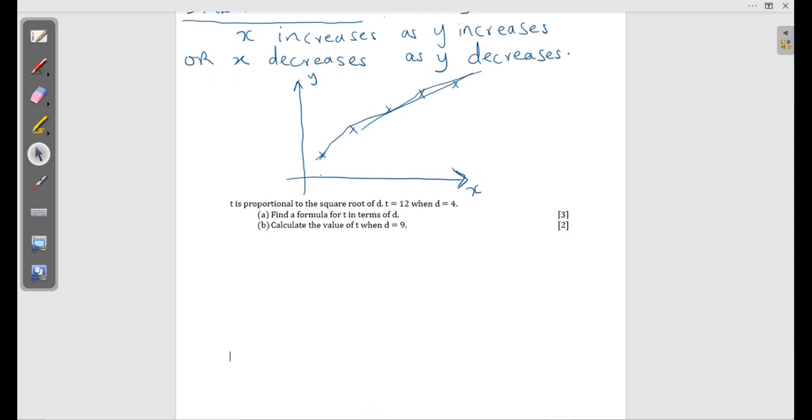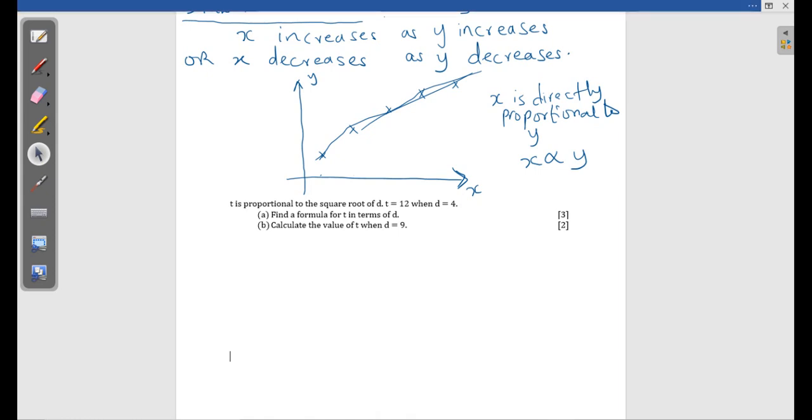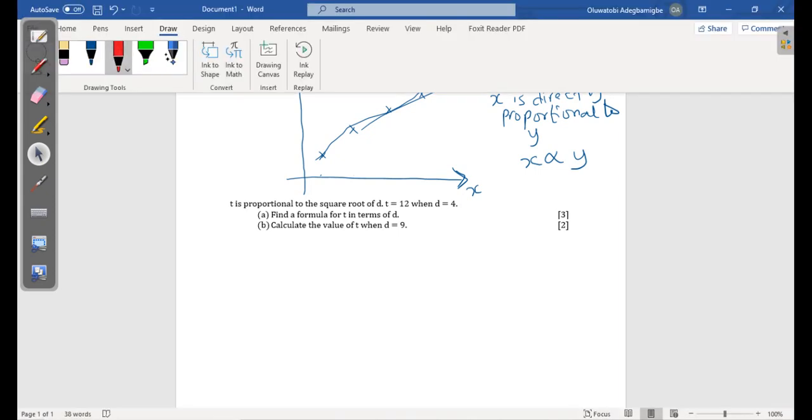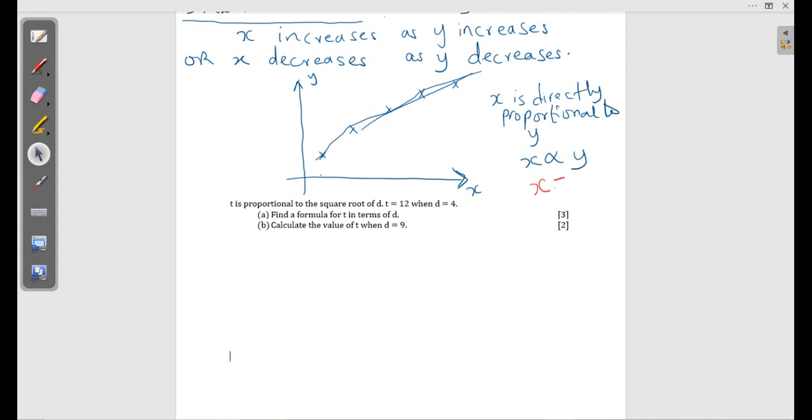Now, before we take the question, note x is directly proportional to y. Is written as this, x varies as y. And by the time you bring in your constant, the variation sign changes to an equal sign. And then you have your constant and this.